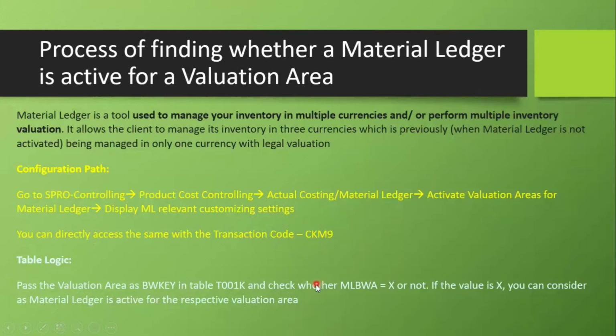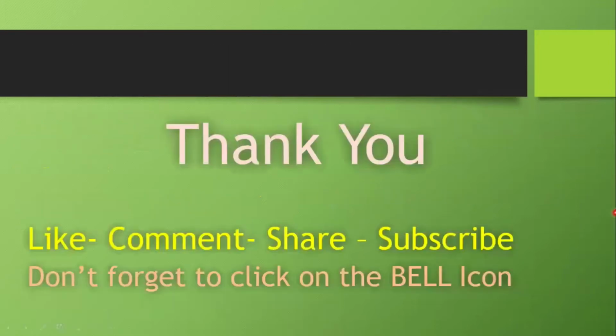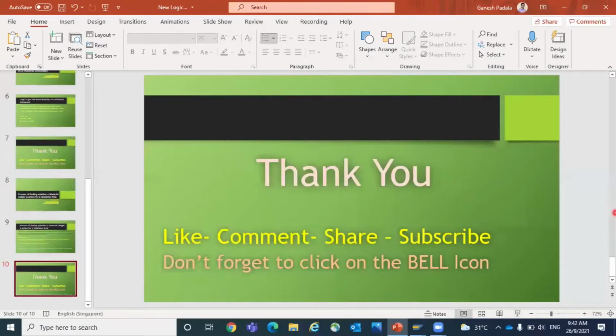Table wise, if you want to see, T001K is the table related to valuation area. In that table itself, you will find a field called ML active or not. Material ledger, the short form is ML. You can check whether ML is active or not from the T001K table. So let's check these 2 things here. This is a short video just to know whether material ledger is active or not.